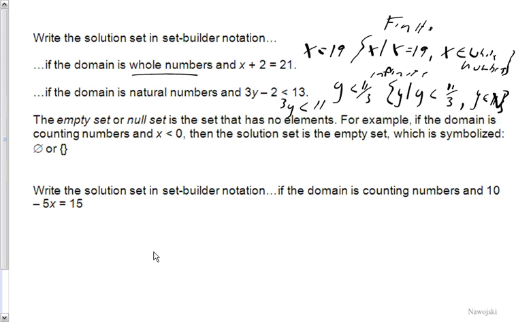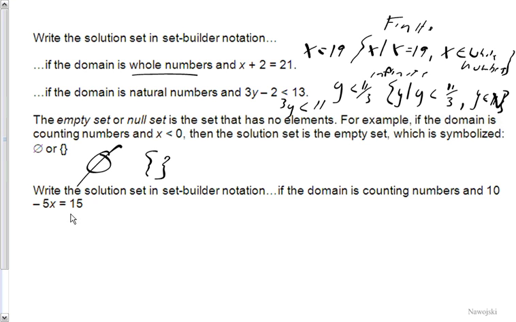The last of these is the null set or the empty set. That means you don't have an answer. So that would be symbolized by that symbol here, or an empty set of brackets like so. If we look at the example we have here, you can see that it isn't really going to do much.